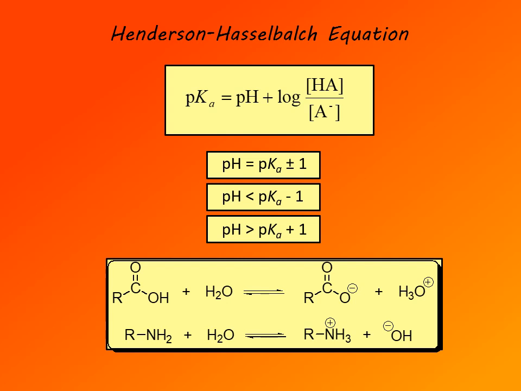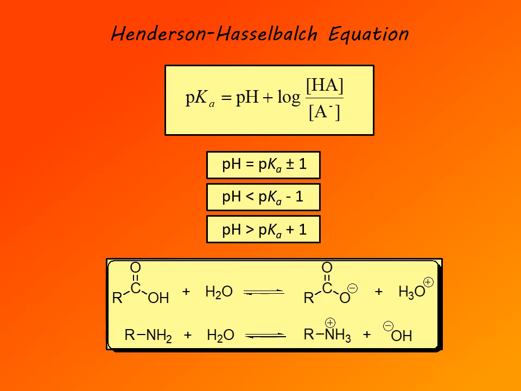First example is carboxylic acid, just generic carboxylic acid in aqueous solution. Typical carboxylic acid has pKa value of about 4.5. So that means that if pH of the solution is in the range of between 3.5 and 5.5, there will be a mixture of about equal amounts of protonated and deprotonated acid. Below 3.5, carboxylic acid will remain in protonated form, and above 5.5, mainly in deprotonated form.